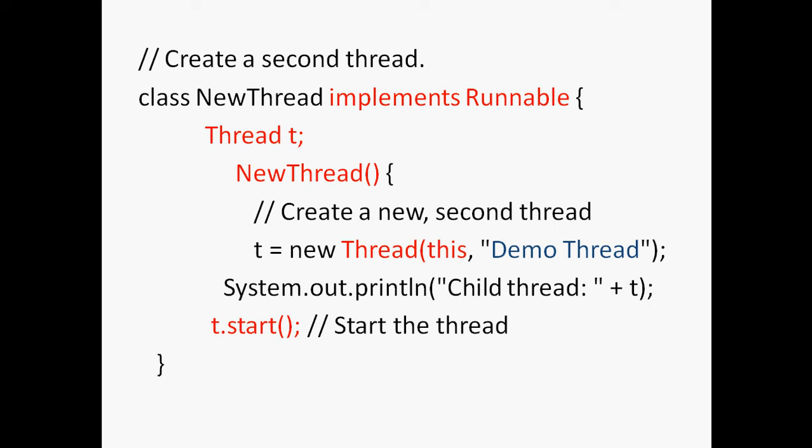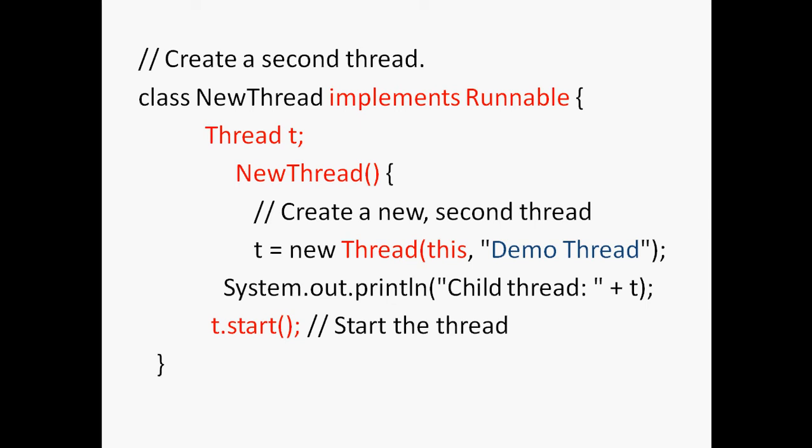So for the object t, we are allocating the memory with the help of new, and Thread is a class. For that we are passing two parameters. The first parameter, this, contains the address of the currently calling object. Here the current calling object is t, and for that t the name is Demo Thread. System.out.println prints "this is a child thread" and its information. Demo Thread, it gives Demo Thread like that.